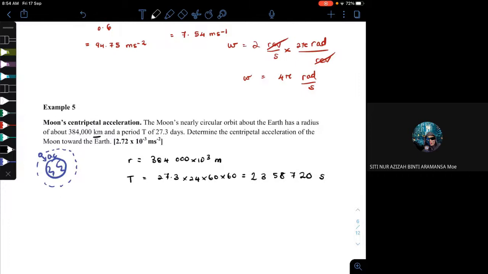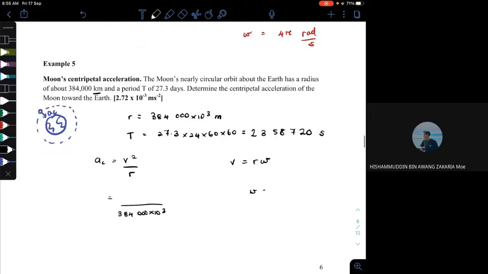So this one asks for AC, which is equal to V squared over R. Okay, so R is 384,000, but we don't have the V. So how do I find the V? We look at what formula we know about V. In circular motion, we only know one formula for V, which is V equals R omega. So R is there but omega is not. So how do we relate it? Omega equals 2 pi over T. Very good.